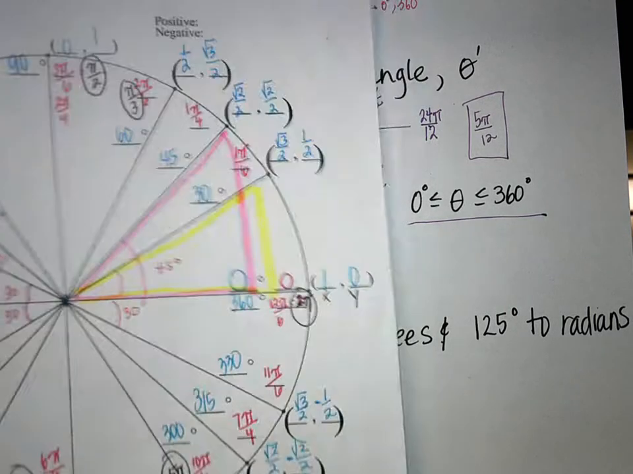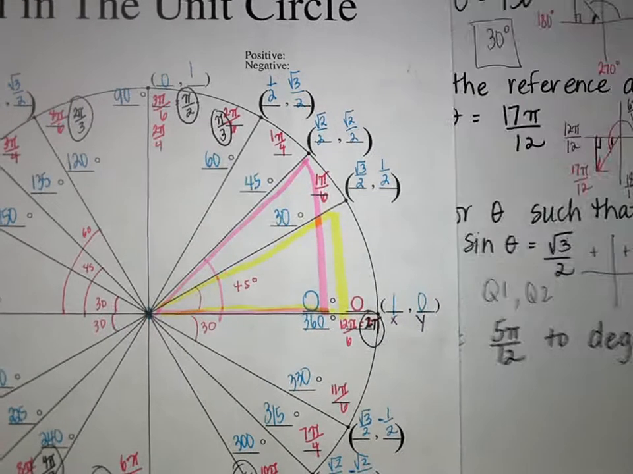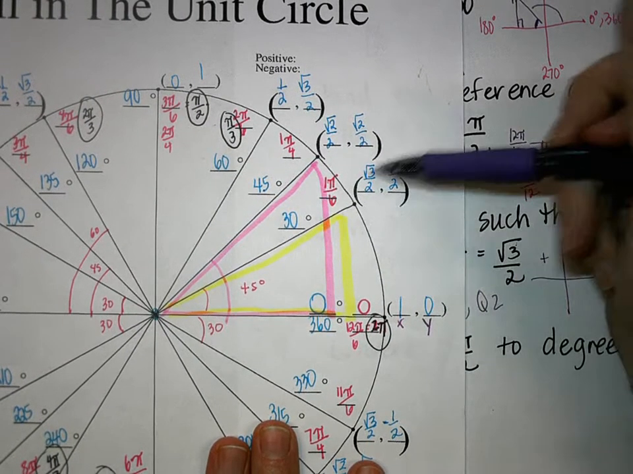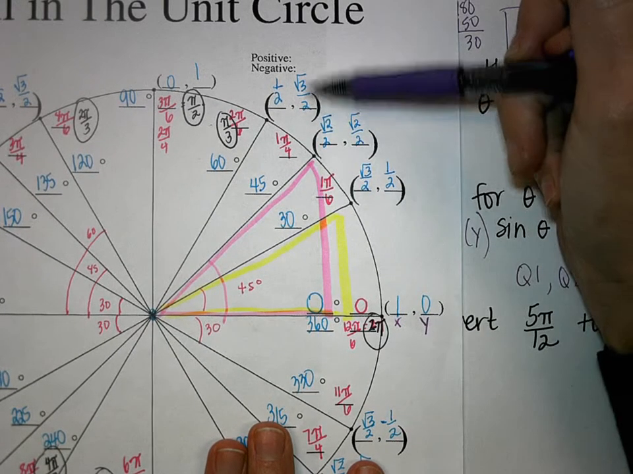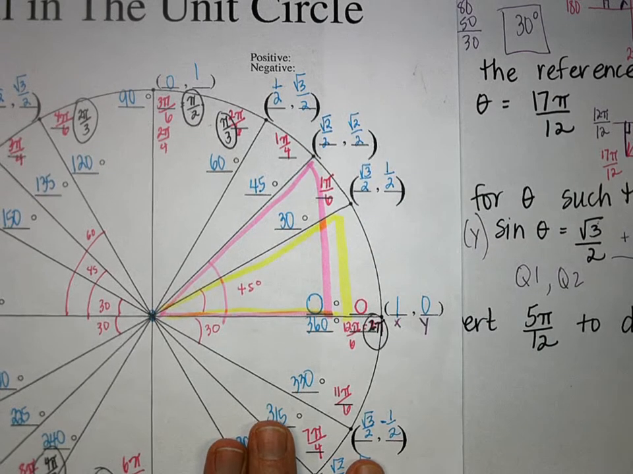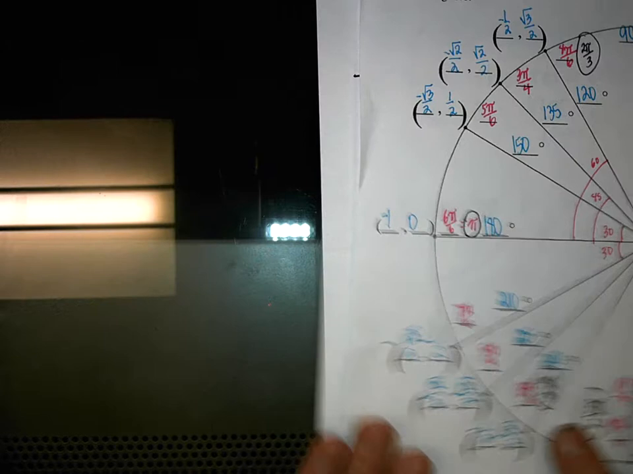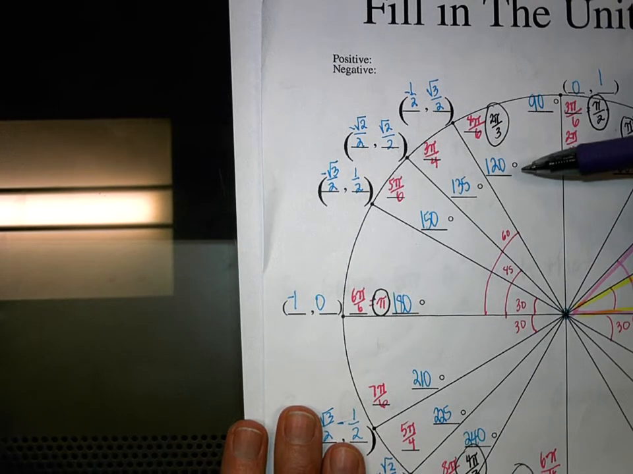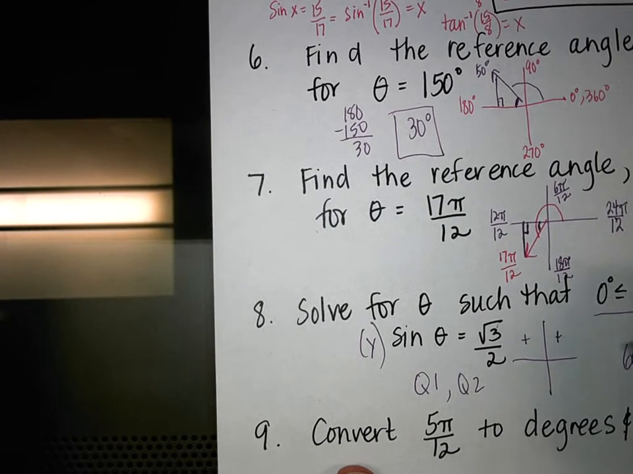So when we go here, in quadrant 1, we're trying to find our y value. Root 3 over 2 y value is right here, and that is at 60 degrees. In quadrant 2, our y value, root 3 over 2, is 120 degrees. So we have 60 degrees and 120 degrees.